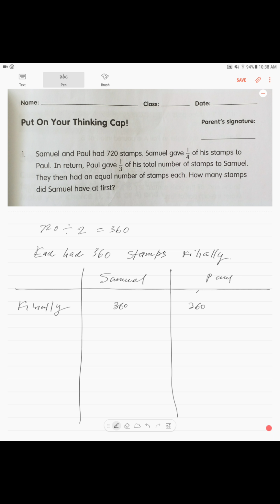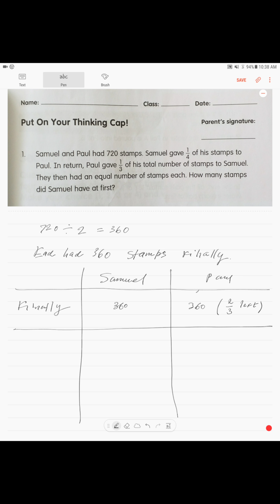Now, in return, Paul gave 1/3 of his total number of stamps to Samuel. That was the previous step, before they got 360. So what does that mean? It means that he gave 1/3 before, so 360 is actually 2/3 of his total number. 2/3 that are left. Okay, so that was the last step.